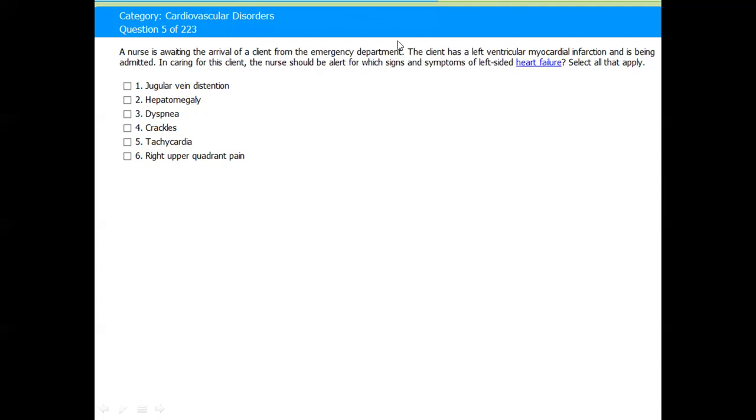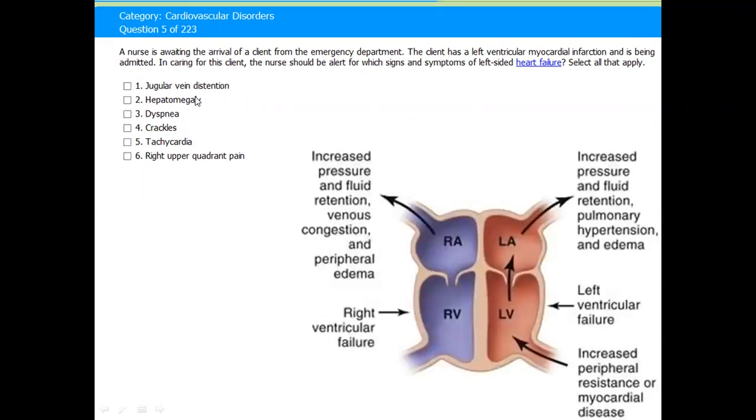I try to understand why this is a sign of left side heart failure, why the crackles or dyspnea are left side heart failure, and why jugular vein distension or hepatomegaly is right side heart failure. Why? Let me answer why. So in this picture, you can see this is the heart and there are 4 chambers: right side heart, left side heart.